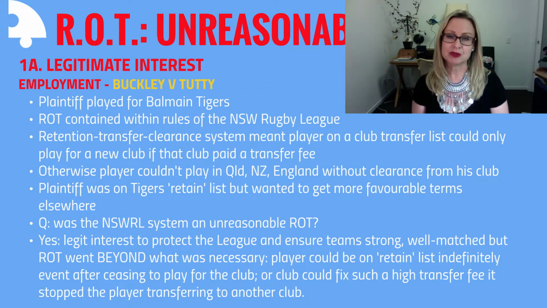The big question obviously was, was the New South Wales Rugby League system an unreasonable restraint of trade? Yes, it was held that there was a legitimate interest here. Okay, so the first step had been satisfied. What was that legitimate interest? The legitimate interest was to protect the league and to ensure that the teams were strong and well matched. Okay, that's a fairly reasonable kind of interest to try and protect.